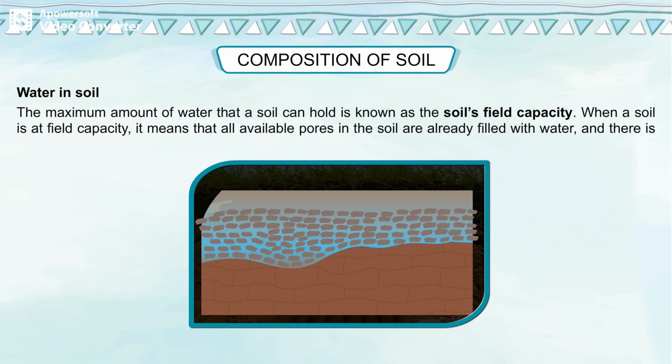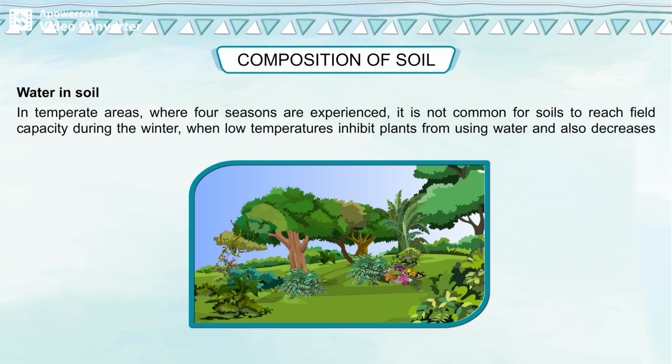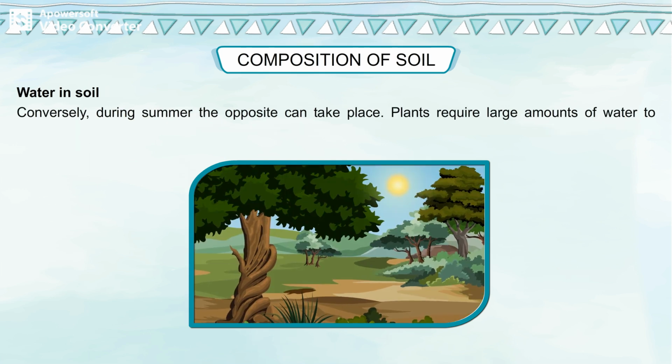When a soil is at field capacity, it means that all available pores in the soil are already filled with water and there is no room for more water. In temperate areas where 4 seasons are experienced, it is not common for soils to reach field capacity during the winter, when low temperatures inhibit plants from using water and also decreases evaporation.